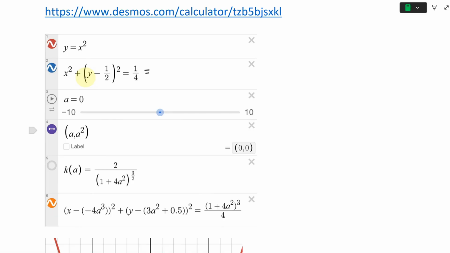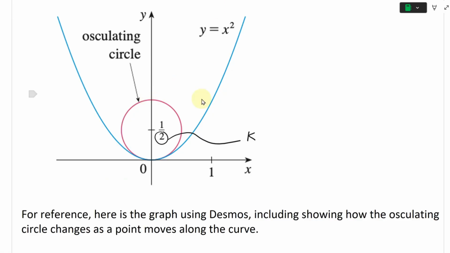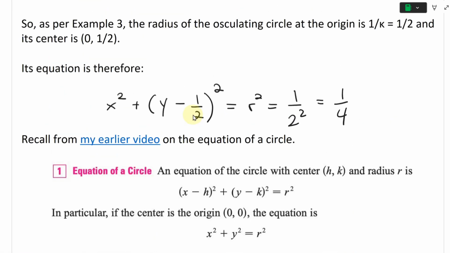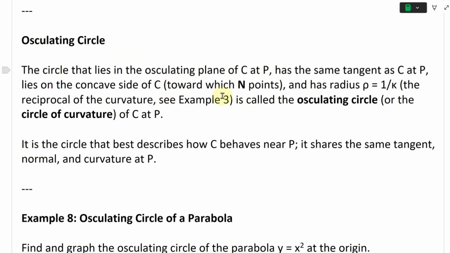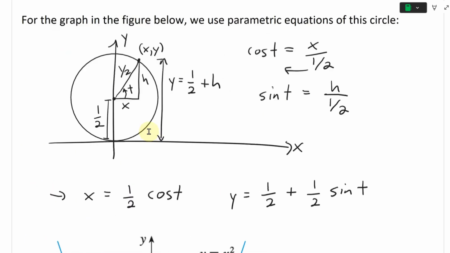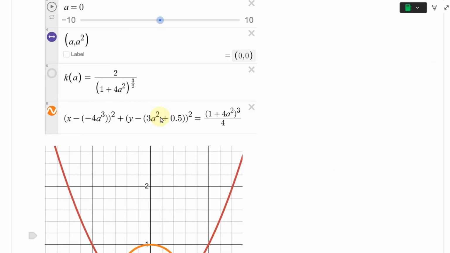So instead of going 1 over r squared, what I did was 1 over a squared, and then you get interesting results, but it's actually wrong because the osculating circle is always supposed to be pointing within the curve, like always in the normal direction. As you stated in this part here, it's a circle that best describes how C behaves near P. It shares the same tangent, normal, and curvature. So it has to be the same tangent, normal, and curvature to be called an osculating circle. So that's when I realized my equation was wrong.